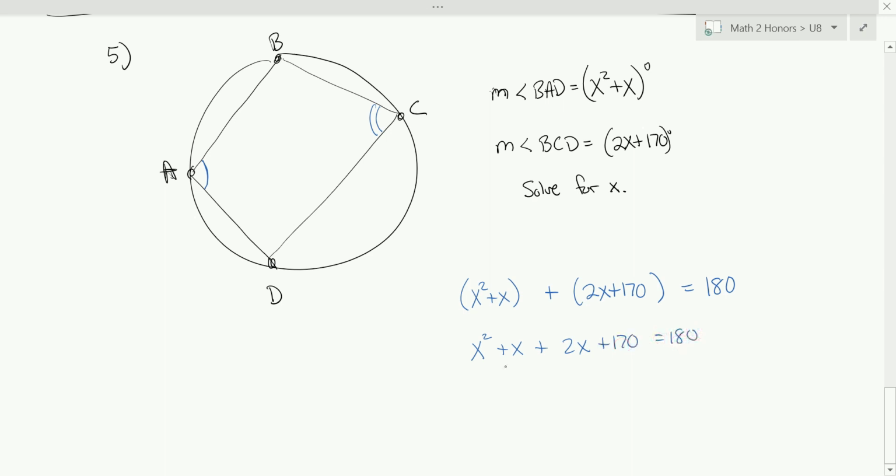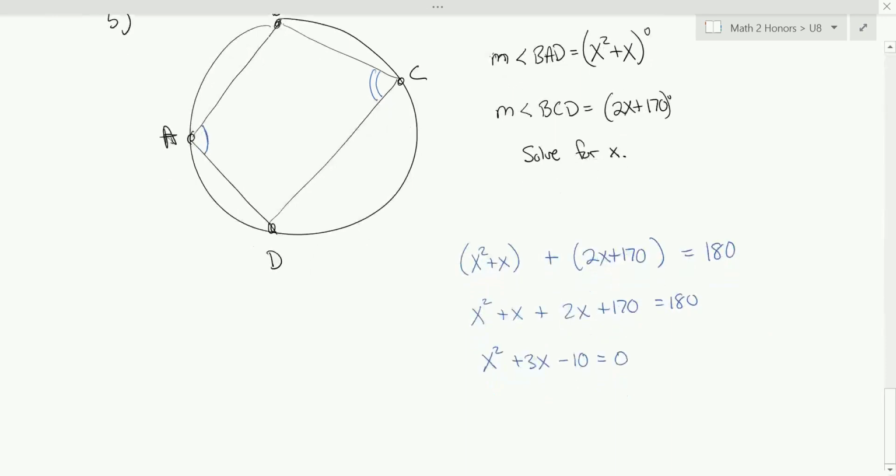And then x squared, we have x plus 2x is 3x. If I subtract 180 from both sides, I get minus 10 equals 0. So this is where we want to be. If we have a quadratic, set it equal to 0 and try to factor it. Anybody get this far? Did you factor it? You got the answer? Good.